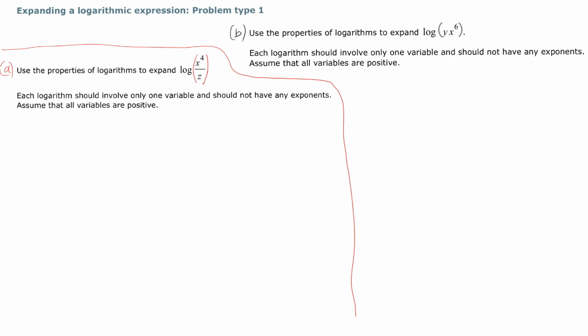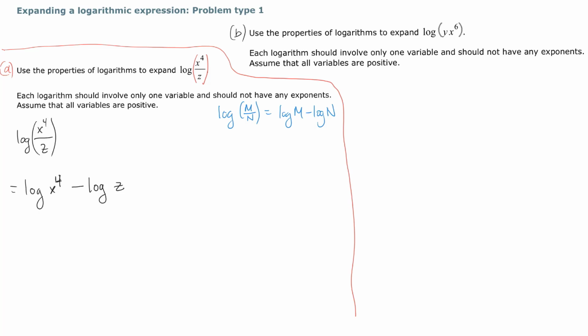Now, what are some of our log properties? Some of our log properties say to do this. Log of m over n is actually equal to log of m minus log of n. So we're going to go ahead and do that. Let's do part A. Let's manipulate the expression in part A. Remember, if they don't indicate a base, it's really base 10.